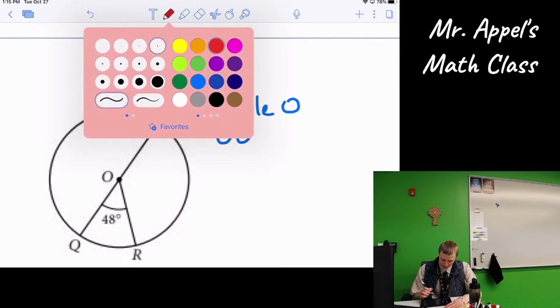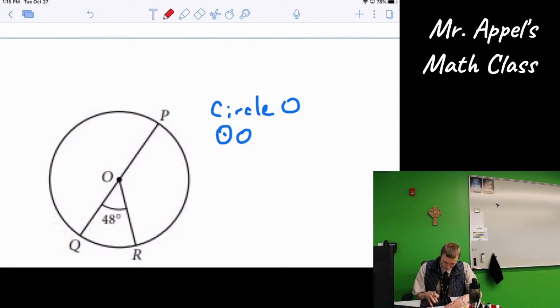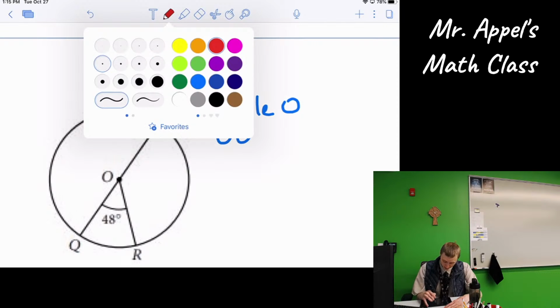And that circle has a diameter. Let me use a slightly thicker line here.